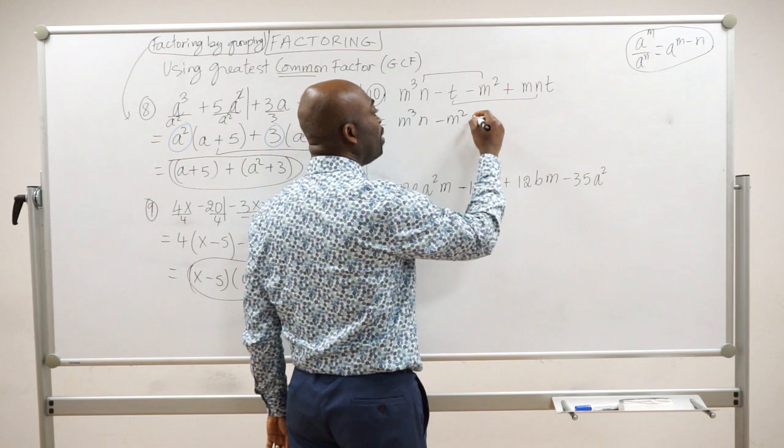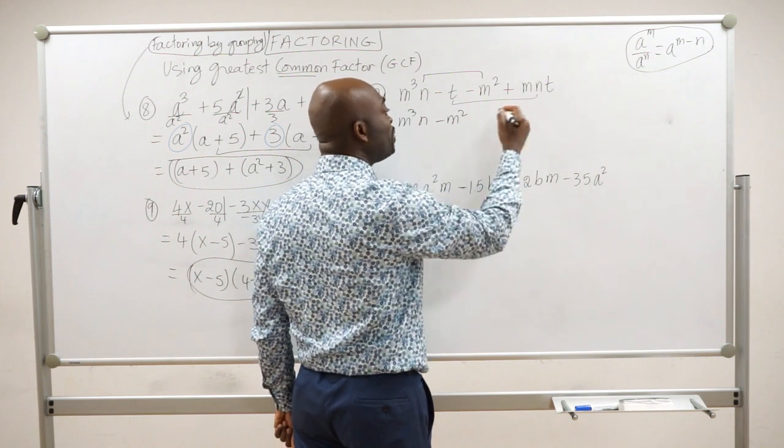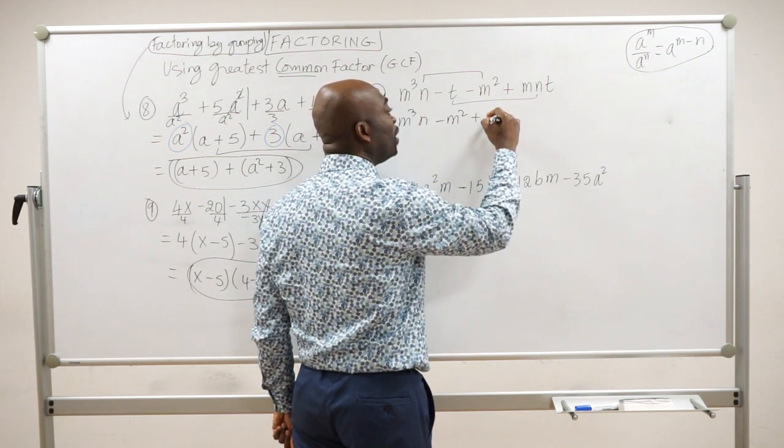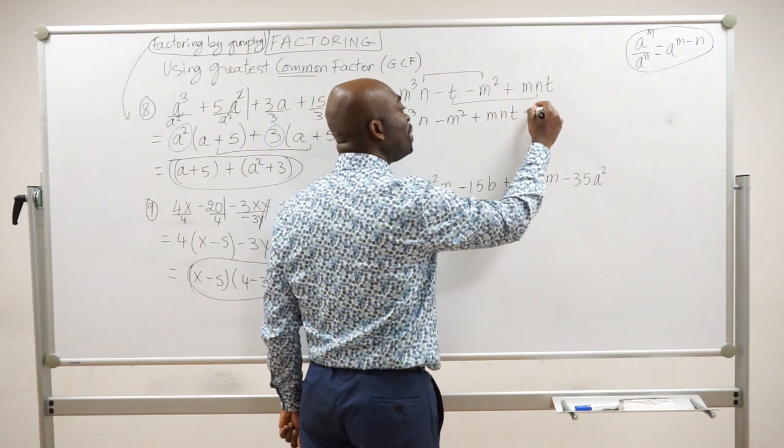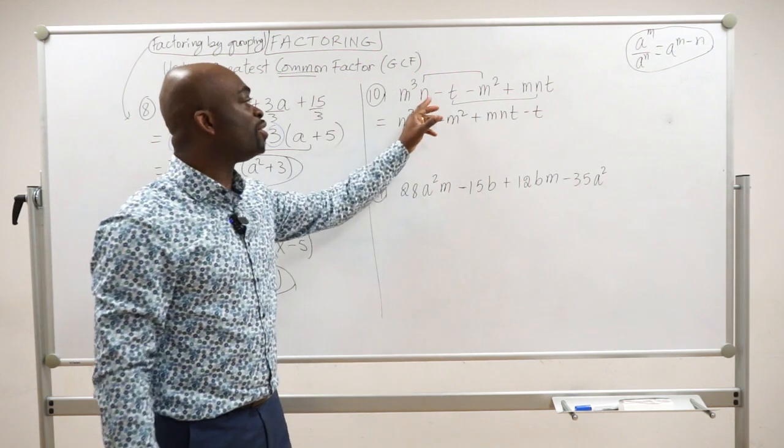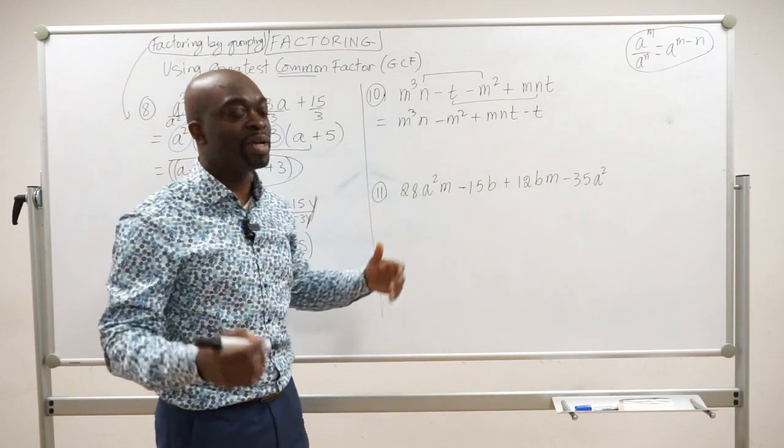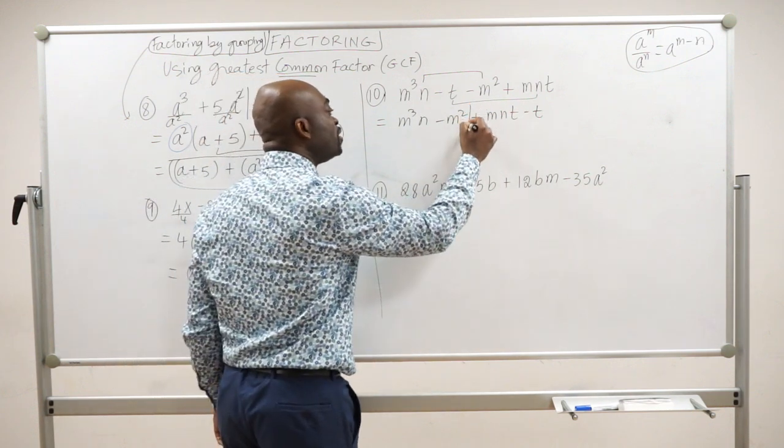Then you have minus T if you want to. And then you can put this one. Or you can have mn and minus T. Because of the negative sign, you can just move this one to the last part. So that would make your life a lot easier. So now you can split in 2.